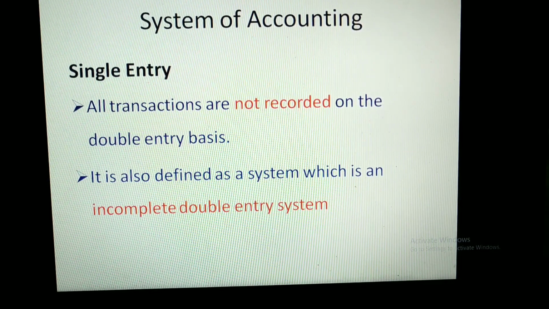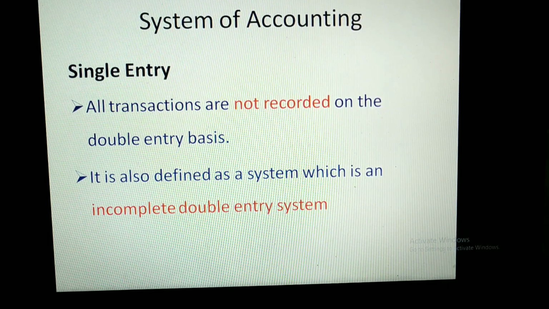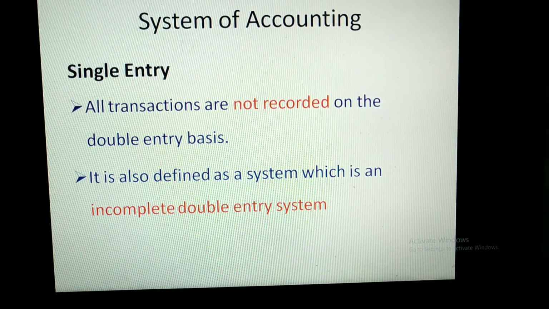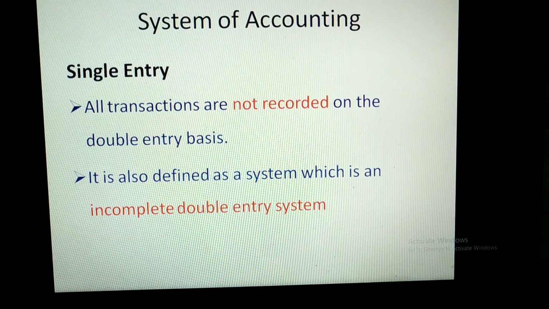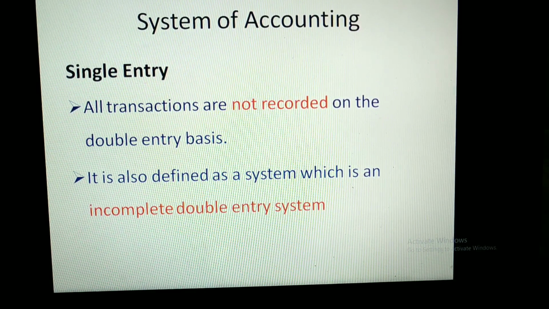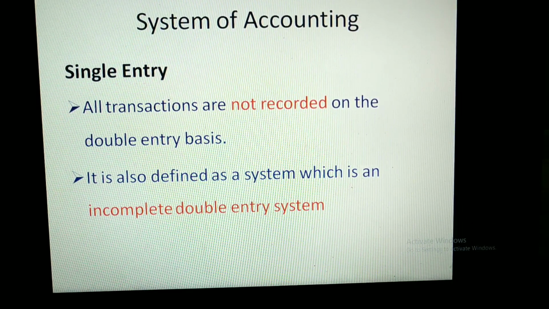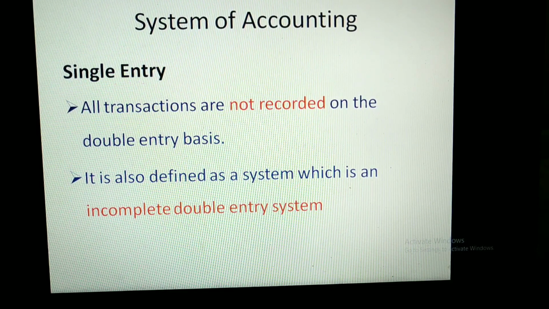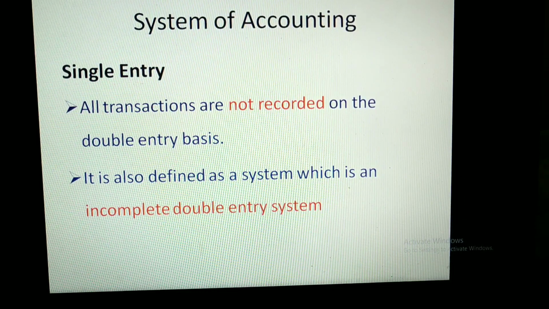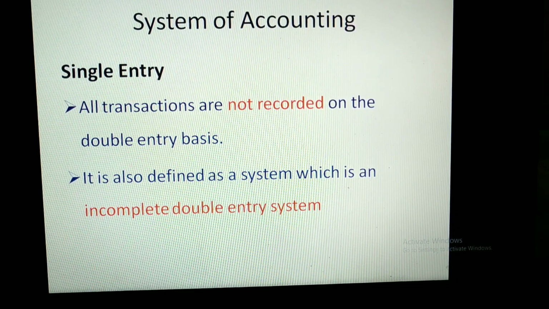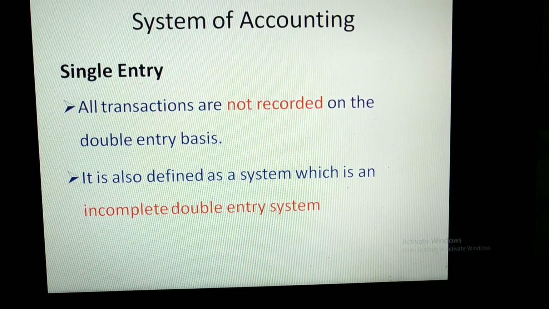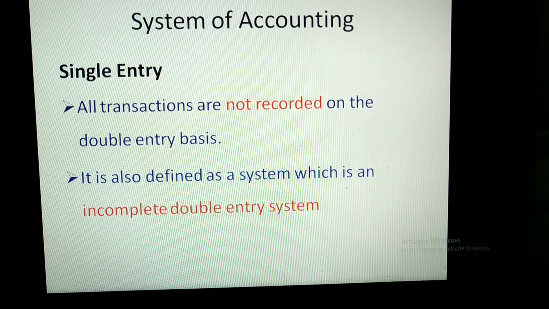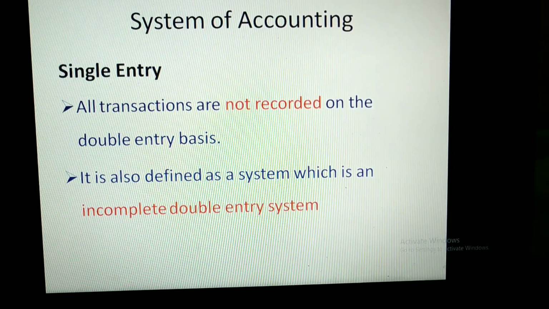The next system of accounting is single entry system of accounting, which says all transactions are not recorded on double entry basis, and it is also defined as a system which is an incomplete double entry system. The system is not widely used. However, there is one particular chapter which is based totally on single entry system of accounting, which we would be discussing later.